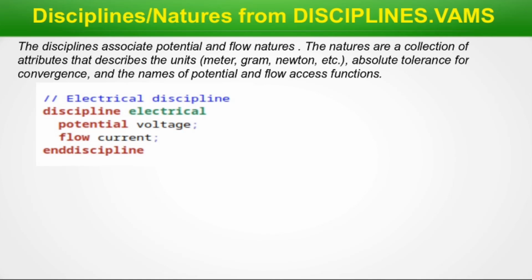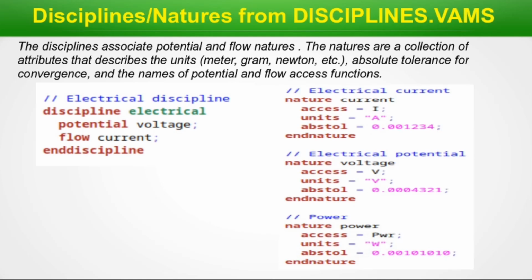Here we will use a type electrical, which is actually a discipline. This discipline contains both potential and flow. Potential is voltage and flow is current. Now this voltage and current, how are they defined? They are defined as nature. Nature current is defined with the symbol, its unit and tolerance value. The voltage is defined with the symbol, unit is volt and its tolerance. Similarly, we also have power. Its symbol is PWR, unit is watt, and there is a tolerance. Now, these are different from the digital Verilog definition.